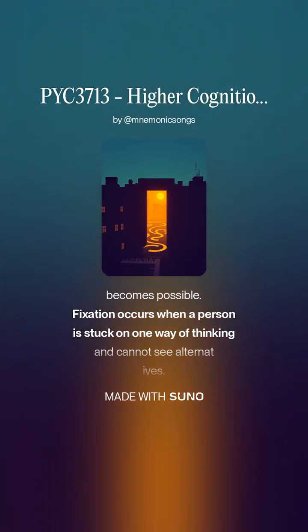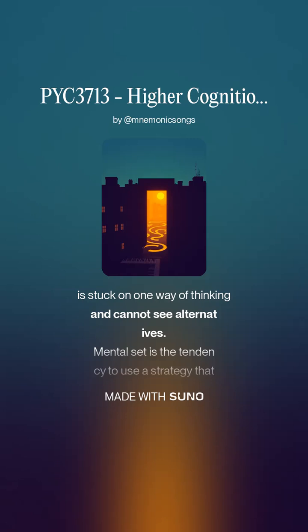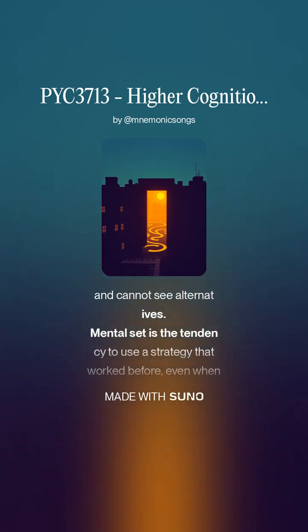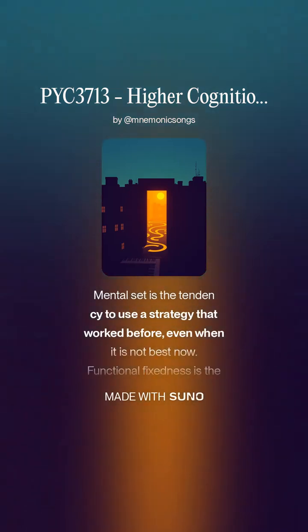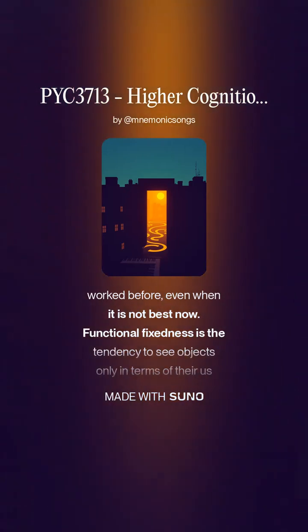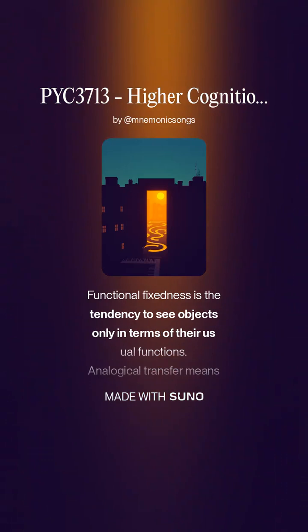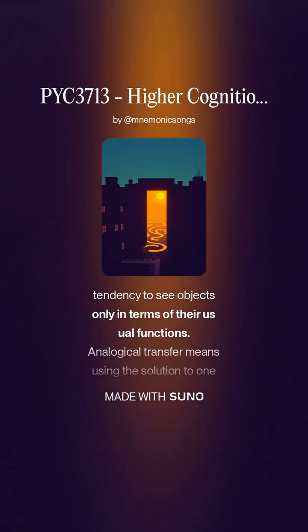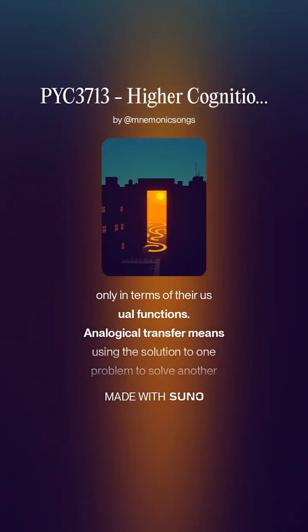Fixation occurs when a person is stuck on one way of thinking and cannot see alternatives. Mental set is the tendency to use a strategy that worked before, even when it is not best now. Functional fixedness is the tendency to see objects only in terms of their usual functions.